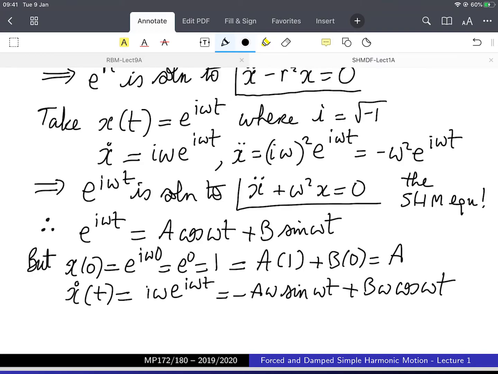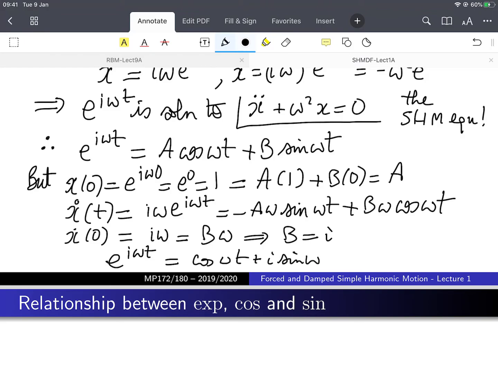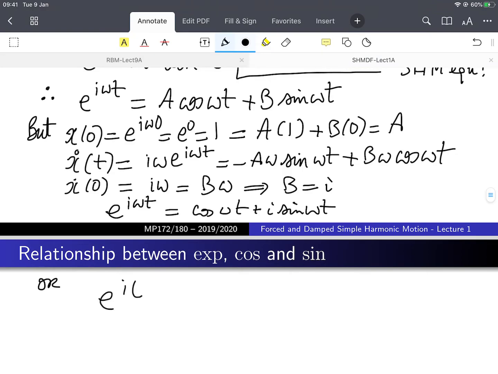If I write it at 0, what do I get? I omega on the left, because exponential 0 is 1. And on the right, I get b omega. B is I. What did I just prove? Cos omega t. And that's valid for any t, so I could write it like this.